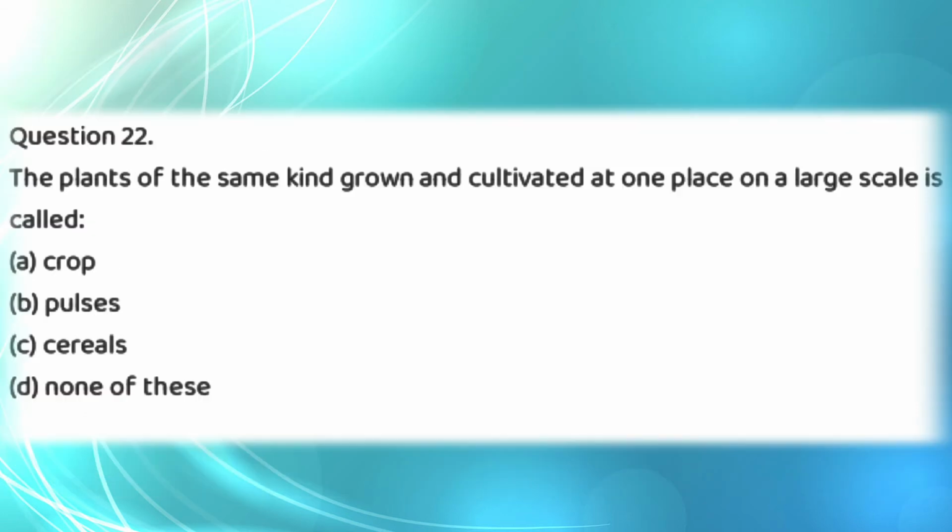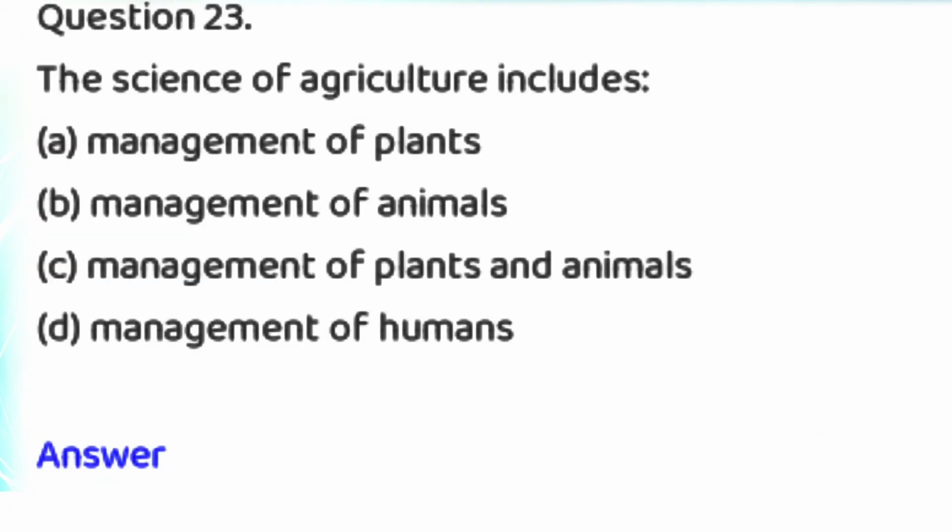22nd question: The plants of the same kind grown, cultivated at one place on a large scale is called crop, pulses, cereals, none of this. And the answer is crop. 23rd question: The science of agriculture includes management of plants, management of animals, management of plants and animals, management of humans. And the answer is management of plants.